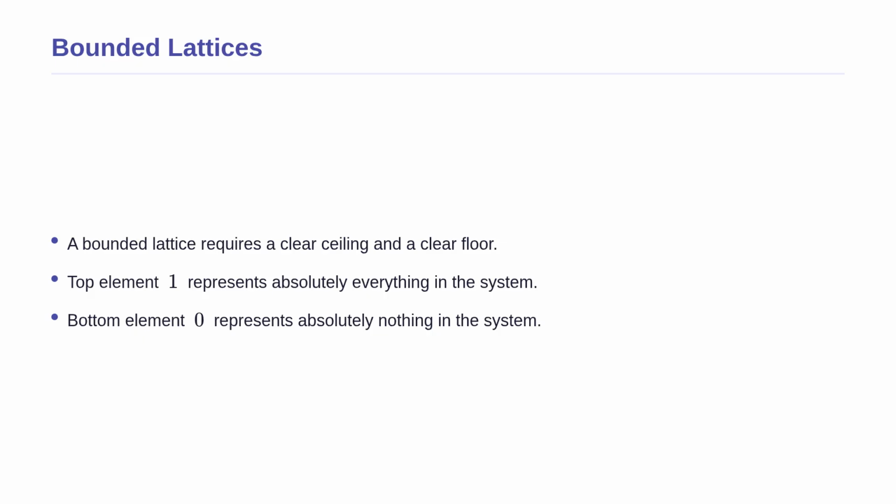lattice. Before we can formally define a complemented lattice, we must first understand what a bounded lattice is. Think of a bounded lattice as a structured system that has a clear ceiling and a clear floor. It has a top element, usually written as 1, which represents absolutely everything in the system. It also has a bottom element, written as 0, which represents absolutely nothing. For any element to have a perfect opposite or complement, we need these boundaries to exist, so we know exactly what everything and nothing mean in our specific system.